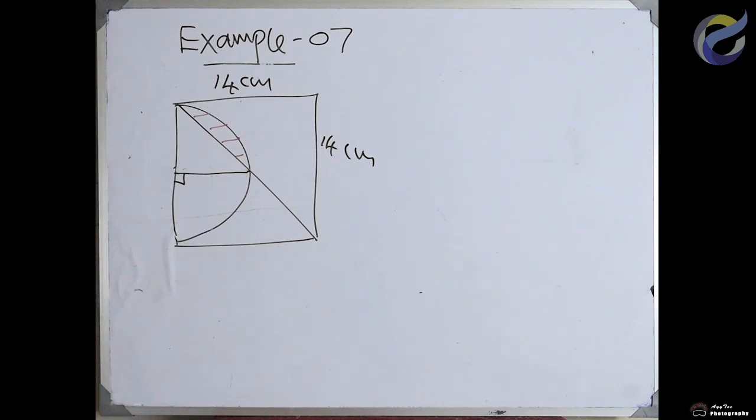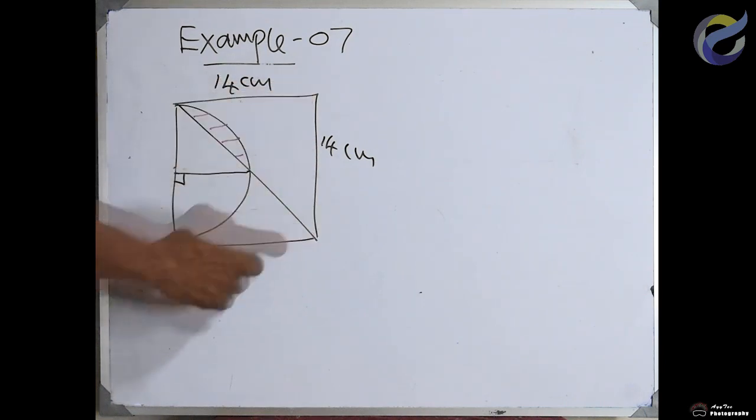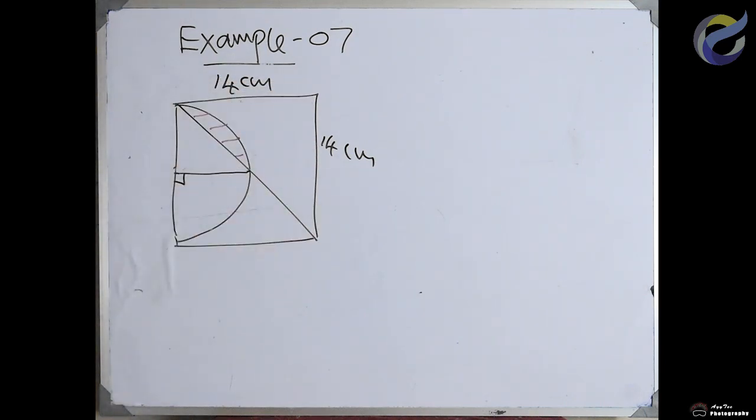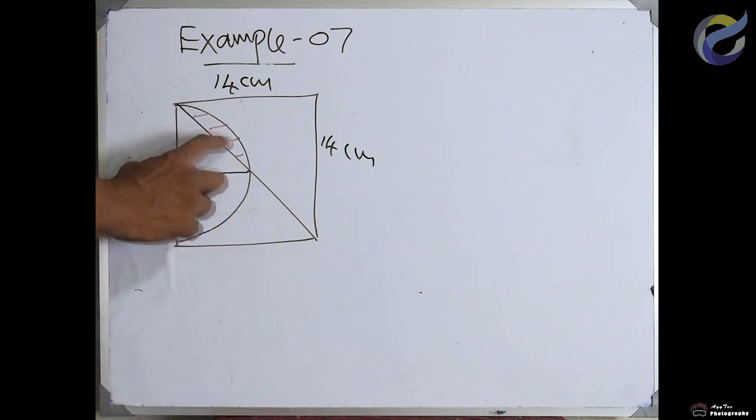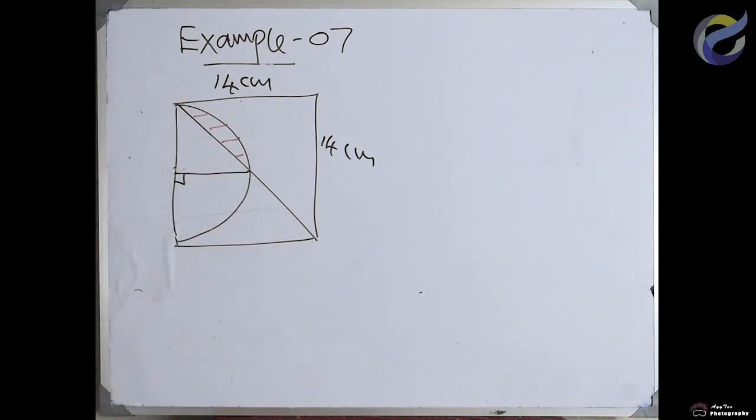This is the diagram. Here, this square is 14 into 14 and a semicircle. The diameter is 14, that means the radius is 7, and diagonal. So the shaded part we have to find. If you consider the total diagram, you may see this is a little bit complex, but very simple this is.